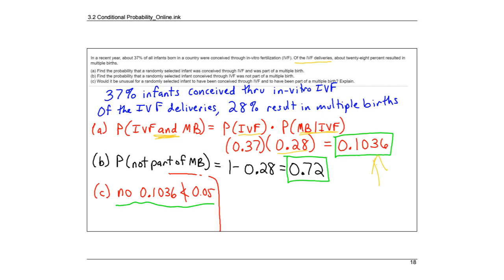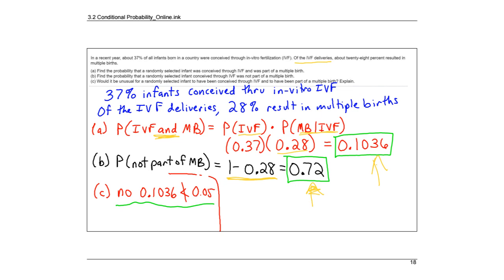B says, find the probability that a randomly selected infant was conceived through IVF, but was not part of a multiple birth. Okay, so I know this is worded really crazy, which is why I'm showing it to you. If there's not part of a multiple birth, I'm going to take 1 minus the 0.28 because 28% were multiple births. The rest are not. So 1 minus 0.28 would give me 0.72.